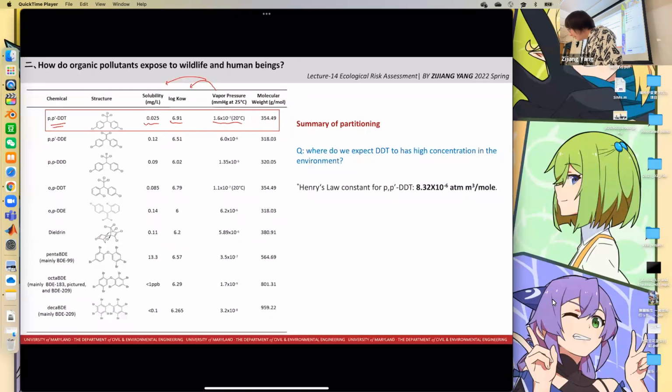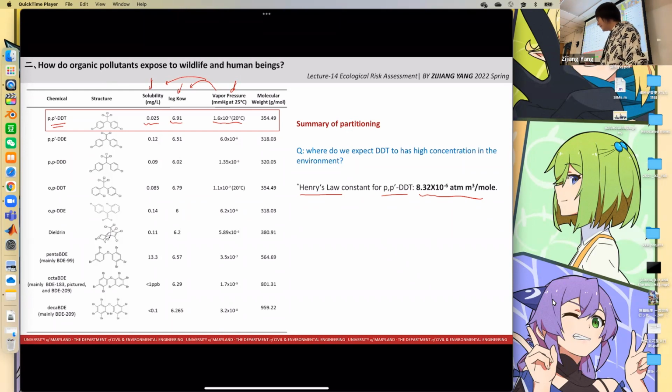So this time I found that the Henry's law constant of this p,p'-DDT equals this value. So we have the Henry's law constant, the vapor pressure, the log KOW, and the solubility. So in this case, where do we expect DDT to have the highest concentration in the environment?